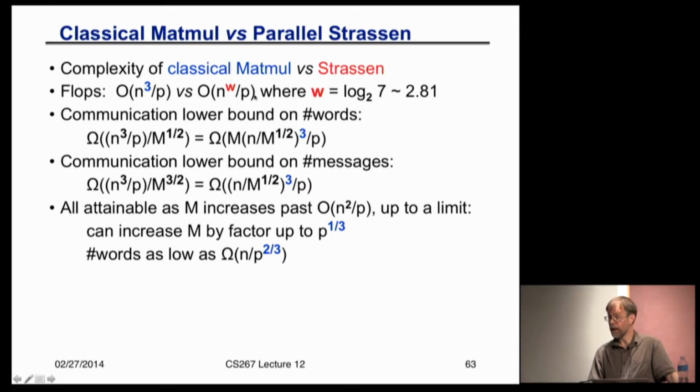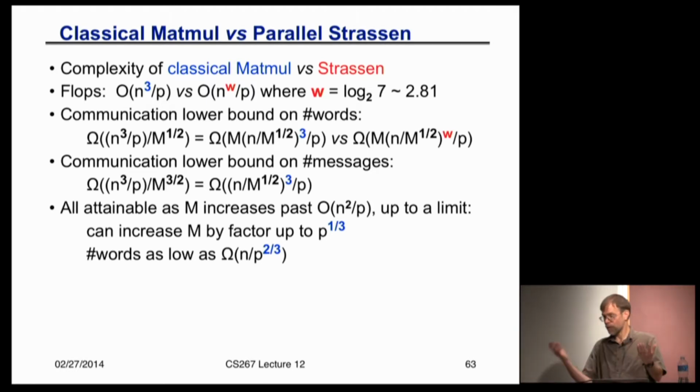So what about the communication? The reason I changed the format here is that all I have to do is change 3 to omega. So the lower bound for communication for Strassen is also lower by decreasing this exponent from 3 to omega, just as I decreased it there. Now that made the typesetting very easy. The proof is much harder.